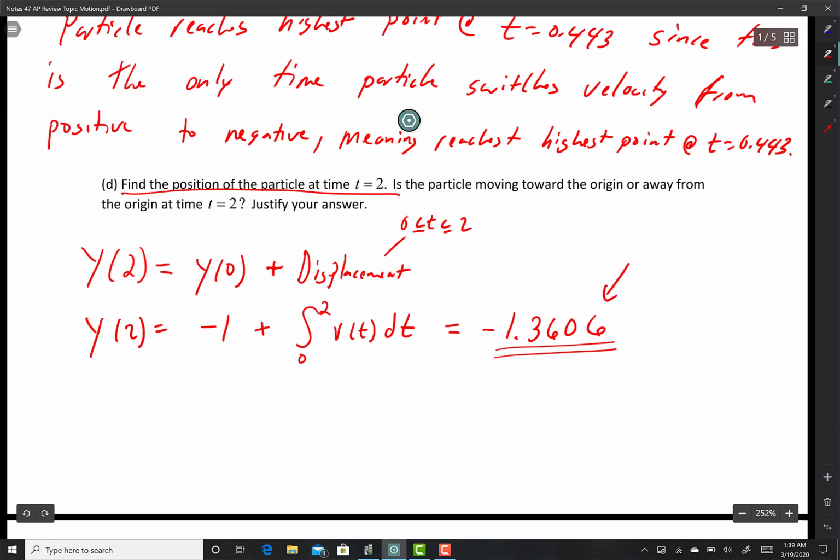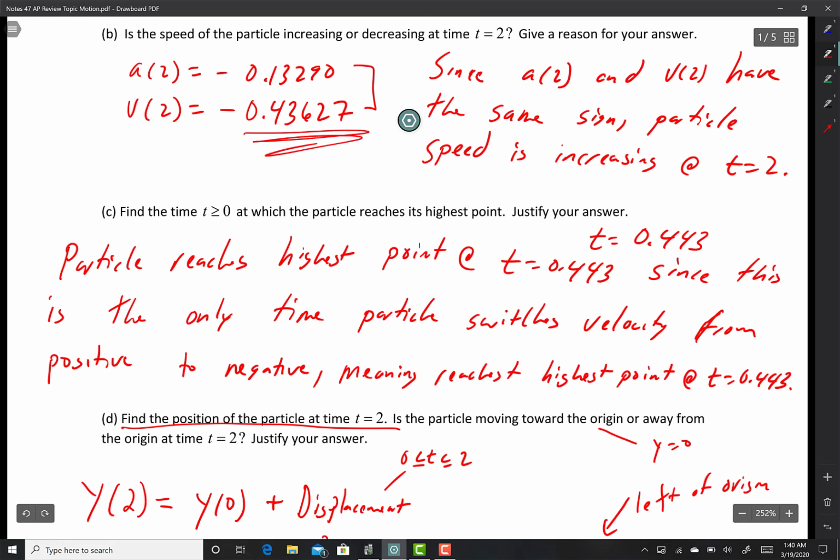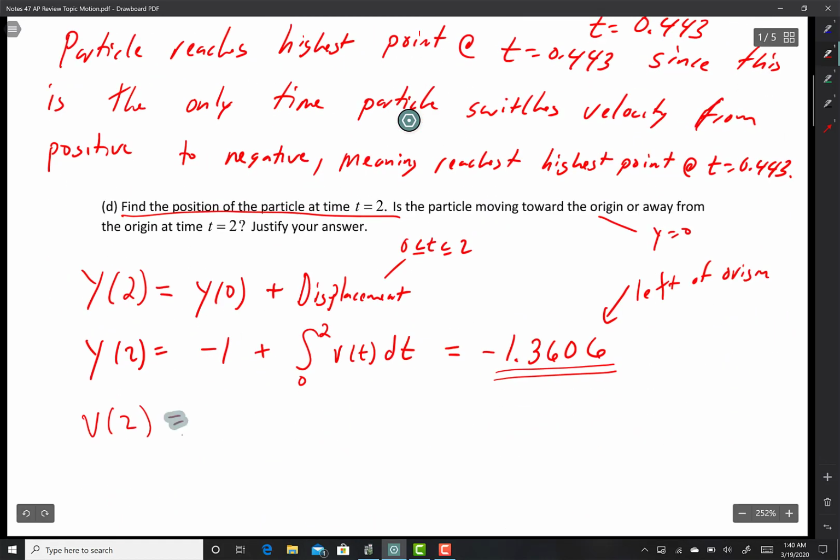This is to the left. The origin is at 0, remember? So the origin is at y equals 0. So you're left of origin. And your velocity, I don't know if you remember, but your velocity at 2 was negative. So I'm just going to put velocity less than 0. That means negative. So if your velocity is negative, that means you're moving down. And I'm sorry, guys, I wrote here left of origin. You're to the bottom of origin or below origin because we're moving up or down, not left or right.